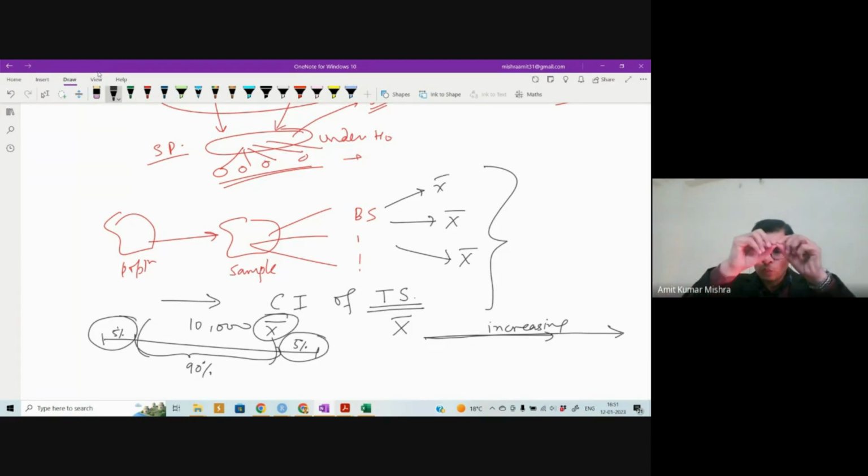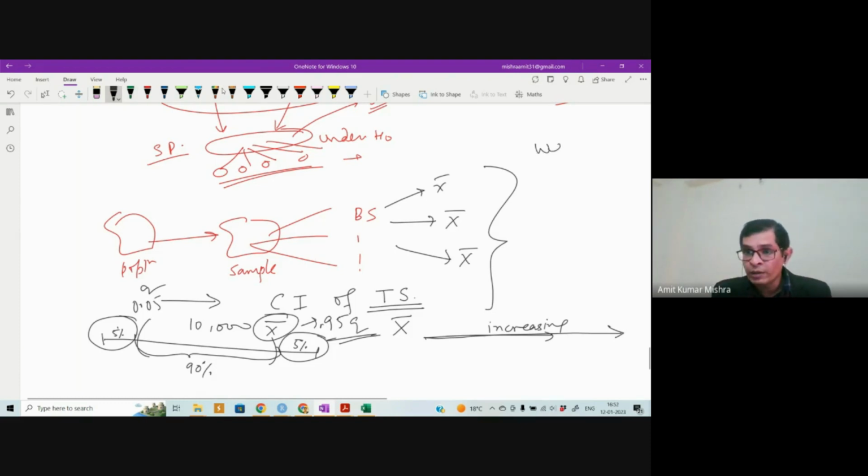Extremely simple. Find out x bar, put them in increasing order. If you want 90% confidence interval, just see which is the 0.05 quantile, and here which is the 95th quantile. Those two numbers will give you the confidence interval. This is the basic idea. Okay, clear? But in our case, since we are dealing with data of weight, we need the confidence interval for yc bar minus ym bar. We need the confidence interval for that.